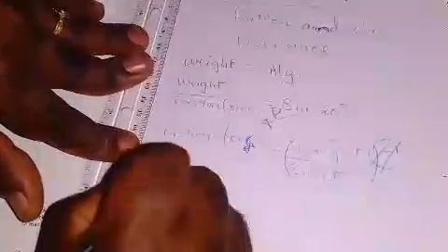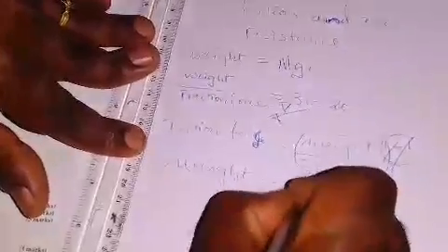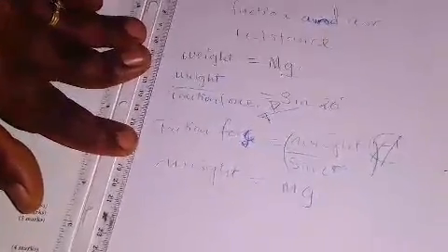And now, what is our weight? Weight is equal to mg, isn't it? So, since our weight is equal to mg, then we will now be able to calculate other fractions of this force. We can calculate them. But now, let's look at the second part of the question.